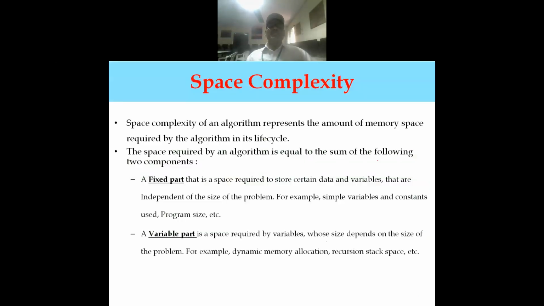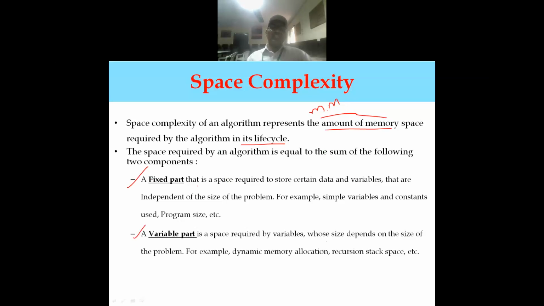So what do you mean by space complexity? Space complexity of an algorithm represents the amount of main memory required by the algorithm in its life cycle. So how much main memory is required for this particular algorithm? The space required by an algorithm is equal to the sum of two components: one is a fixed part and another one is a variable part.